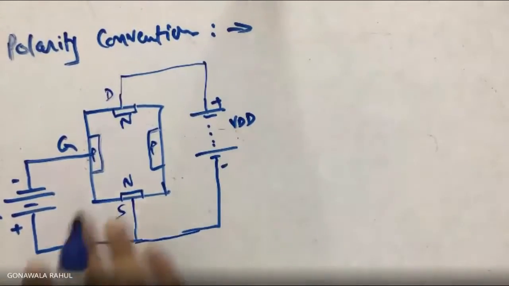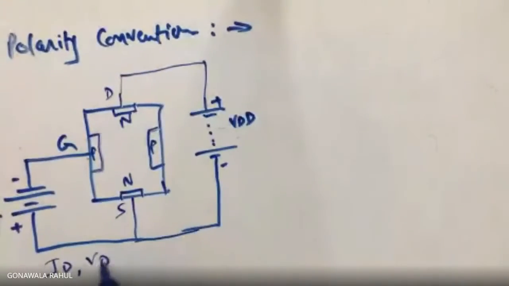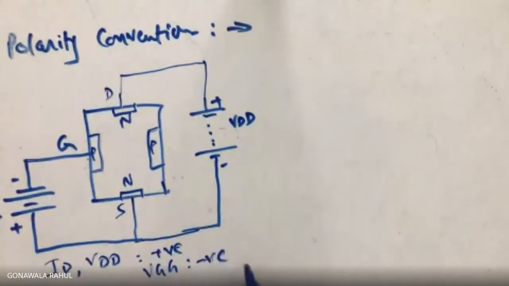So for n channel JFET, ID, that is drain current, and VDD are always positive for n channel. And VGG is negative.